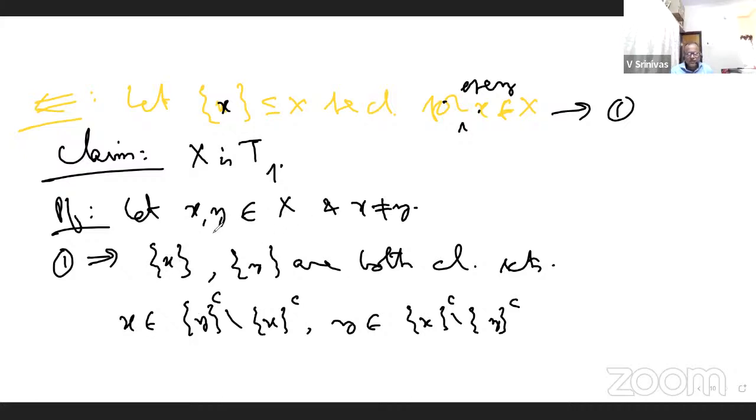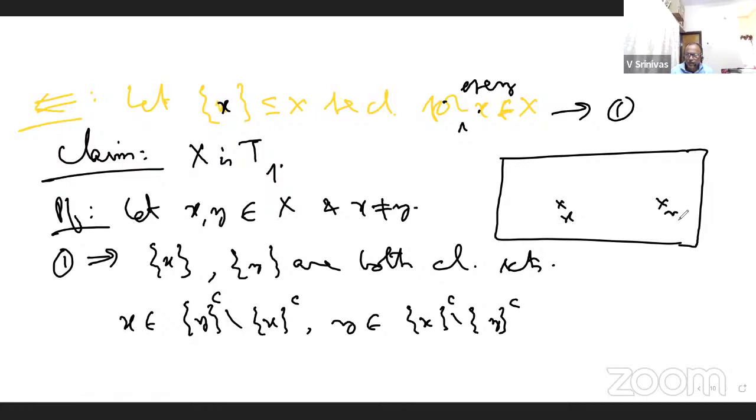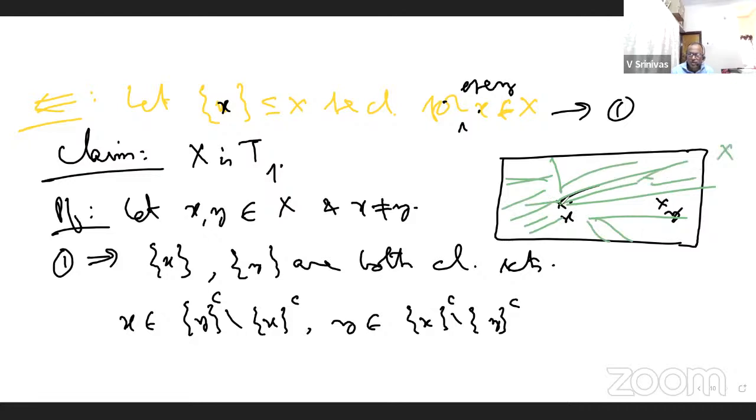x is different from y. So x belongs to singleton y complement. This is your x, this is your y. What is x complement? It is outside of this. You delete one point, small x, from the whole space capital X. So y will be sitting in that, in the green portion. So y belongs to singleton x complement.